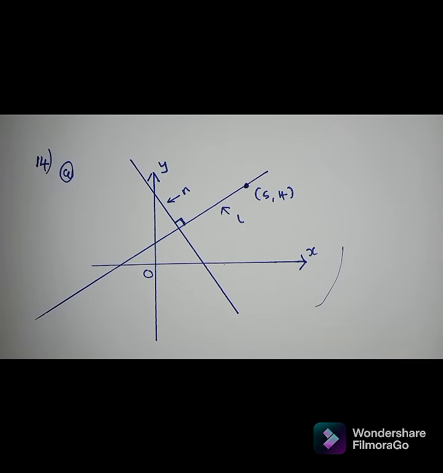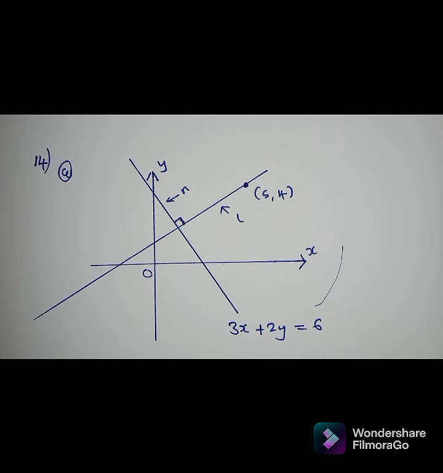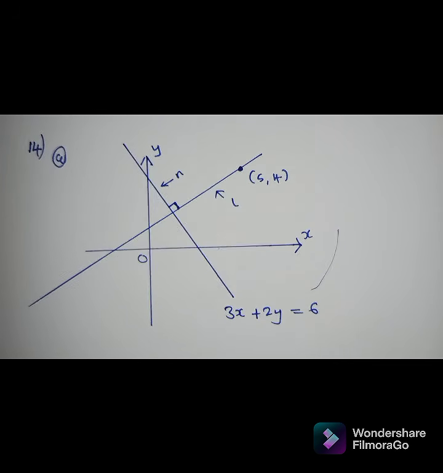So for question 14, they want us to find the equation of line L. So line L is over here. Mind you, in the statement they have given us the equation of line N. So the equation of line N is 3x plus 2y is equal to 6. Okay, so we can use this equation to find the gradient. So we'll do this.